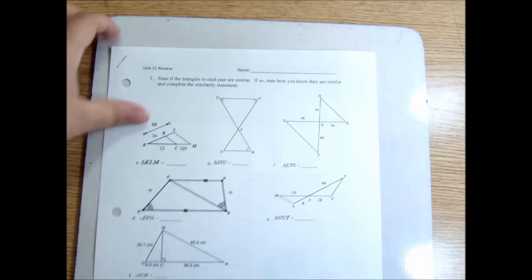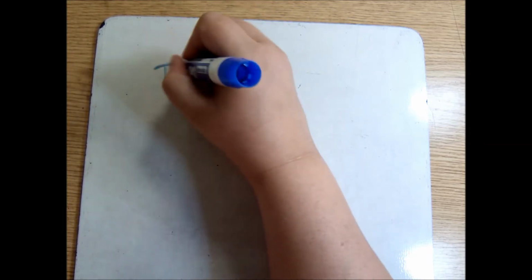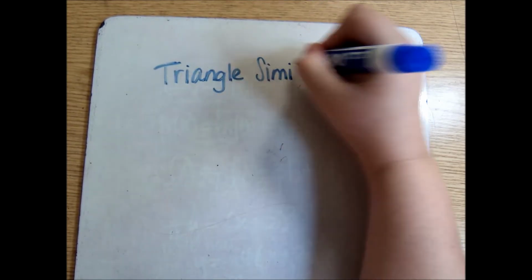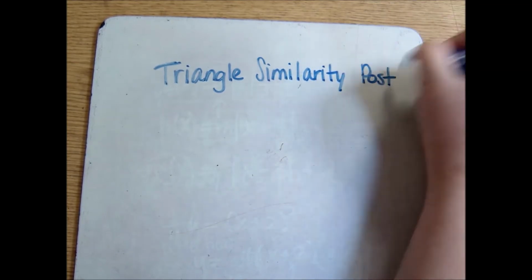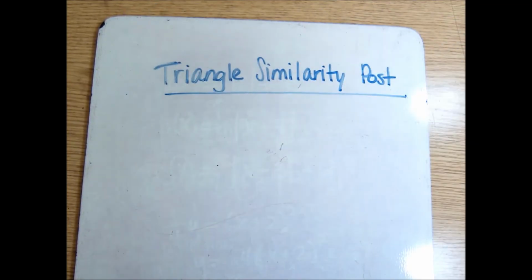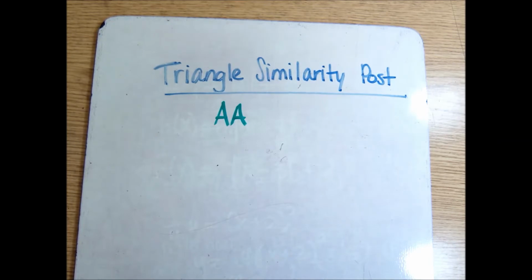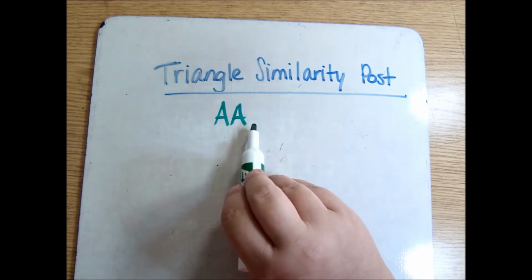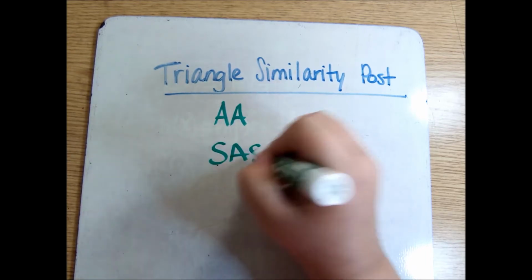Well, there are 3 triangle similarity postulates. And they're kind of like those triangle congruence postulates, but not exactly the same. There are 3 of them, and they are angle-angle, where you know at least 2 pairs of corresponding angles are the same. And the third one would automatically have to be the same because, remember, they all add up to 180. Side-angle-side, and side-side-side.